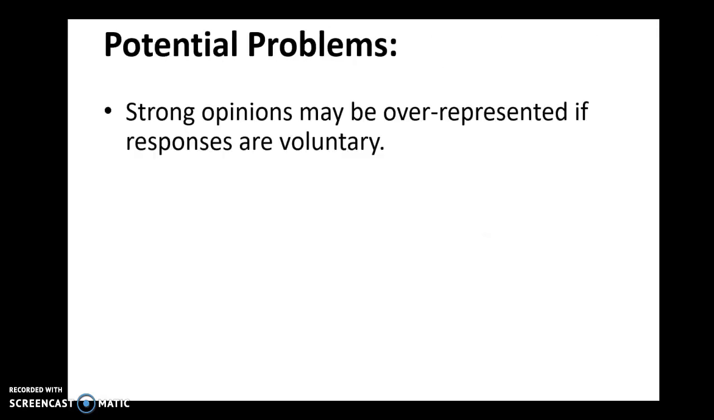Potential problems. We don't want voluntary responses. Again, the extremes are who are going to respond if you allow voluntary responses. Just like anything else, people that are very, very happy or the people that are very, very upset. Those are the ones you hear from. You don't hear from everybody in the middle. And that's typically who we need to hear from.